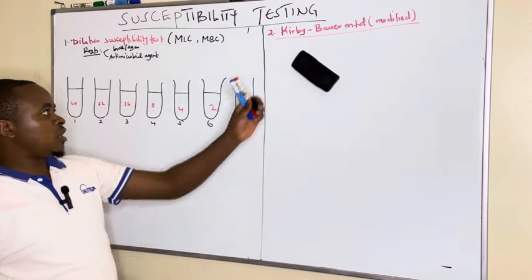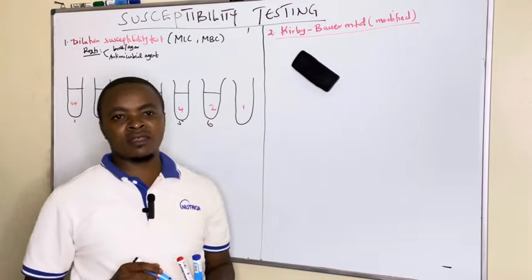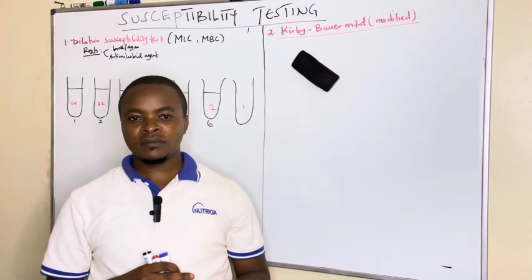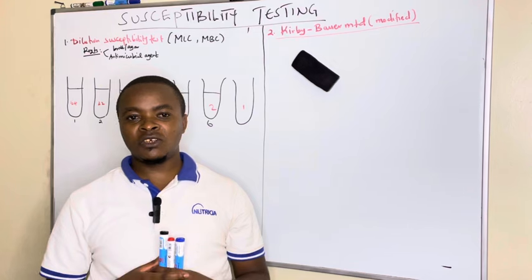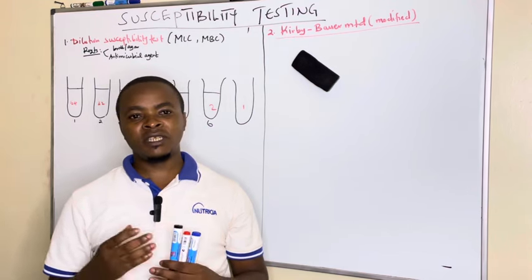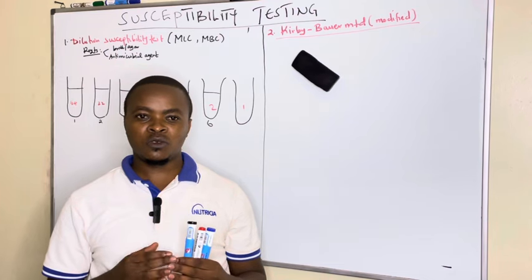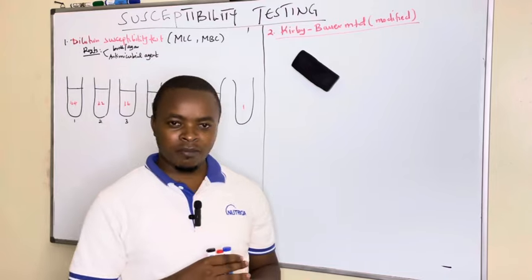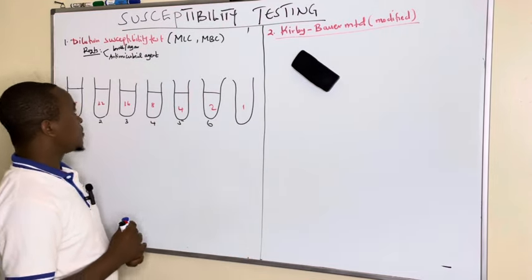Then another one we shall see is the modified Kirby-Bauer method, which is the one commonly used in the laboratory. Then we shall end with the Stokes method, which is rarely used, and it uses both the control and the test at the same time, which is different from the Kirby-Bauer method.